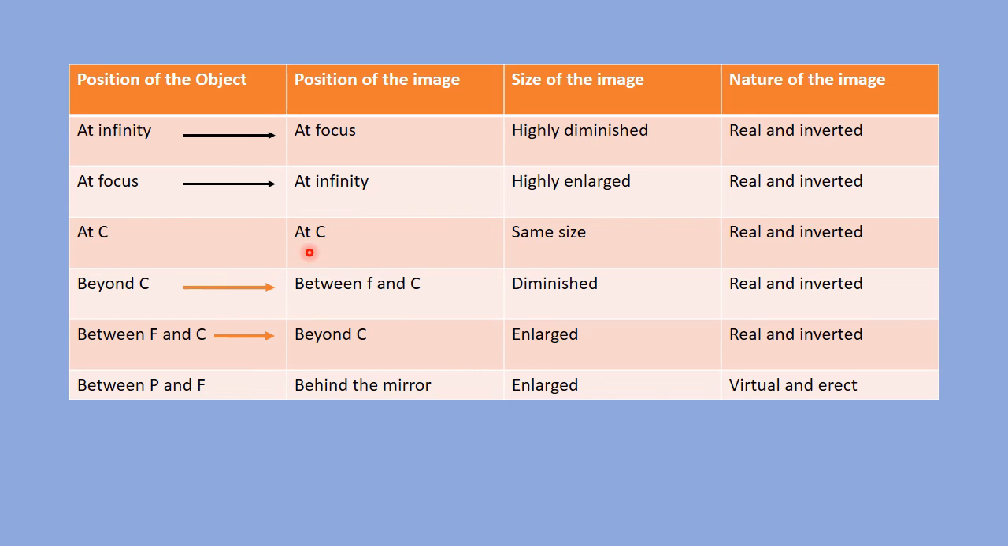And to memorize the size of the image, only two of them are diminished. That is, when we keep the object at infinity and when we keep the object beyond C, the image we get would be diminished. All other cases are enlarged except for the case at C. At C it would be the same size. Nature of the image is real and inverted except for the last one where it's virtual and erect when we place the object between P and F. That's all about basics of concave mirror image formation.